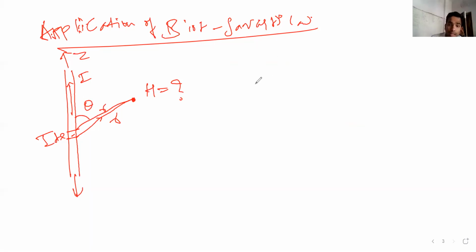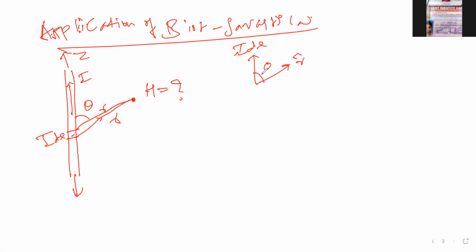Like see, dl is in this direction and R cap is in this direction, and this is the theta. So we are moving from dl bar to R cap, which means it is coming out of your screen. I cannot show it, but this is coming out of the screen. So how do we represent that? We represent it by a cross. So this is out of the plane.